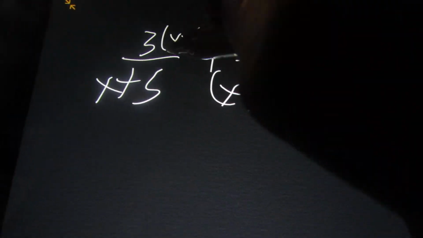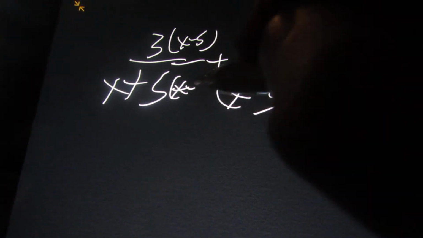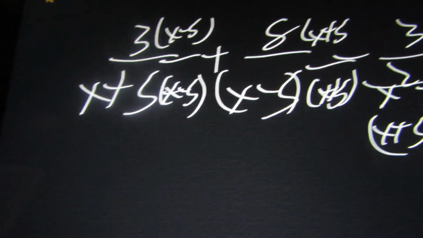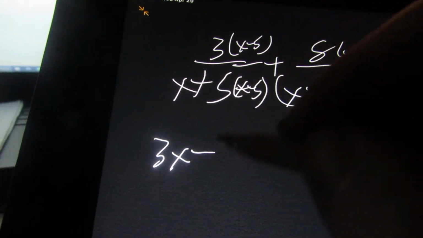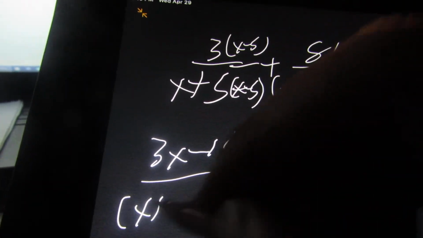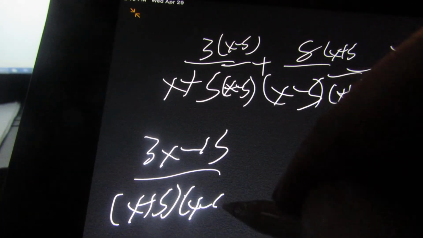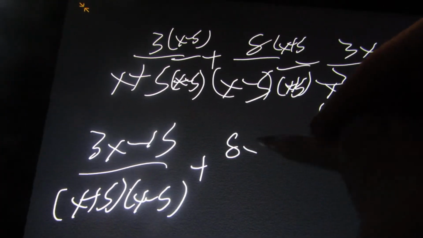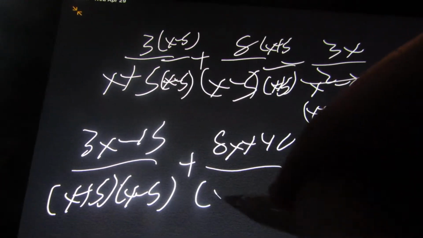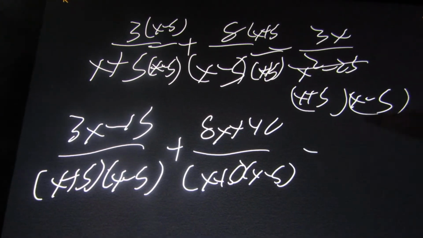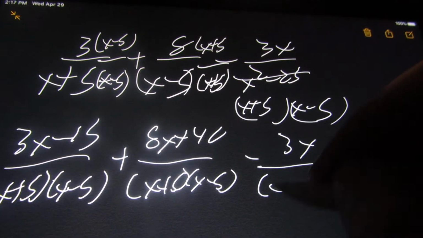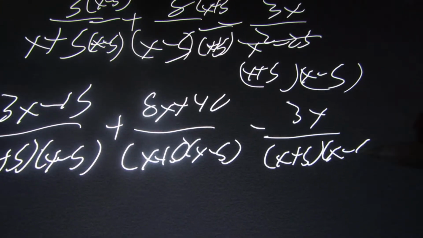And remember that it has to be (x minus 5) over (x minus 5) and (x plus 5) over (x plus 5). So distribute the 3, I get (3x minus 15) over (x plus 5)(x minus 5), plus (8x plus 40) over (x plus 5)(x minus 5), minus 3x over (x plus 5)(x minus 5).